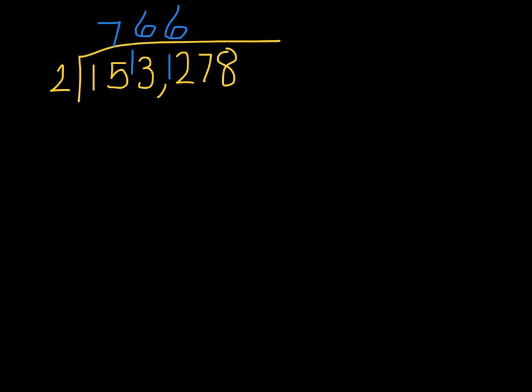So now I have 2 goes into 7 3 times. 2 times 3 equals 6. So now I have 7 minus 6 equals 1. Carry that 1. So now I have 2 goes into 18 9 times. 2 times 9 equals 18. 18 minus 18 is 0. There is no remainder, just like we predicted. So our answer is 76,639. So let's take a look at another example.